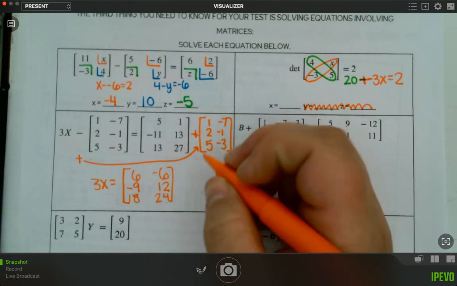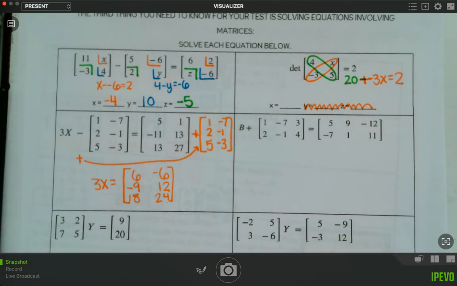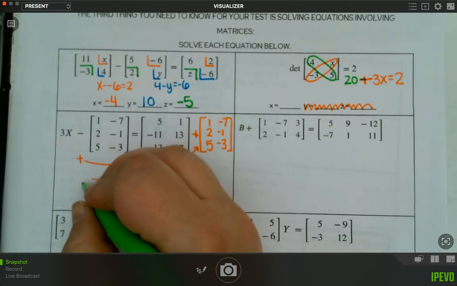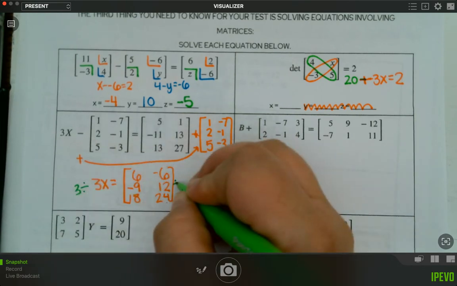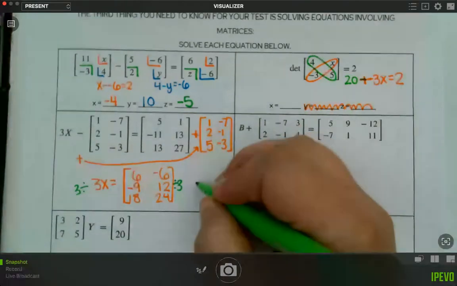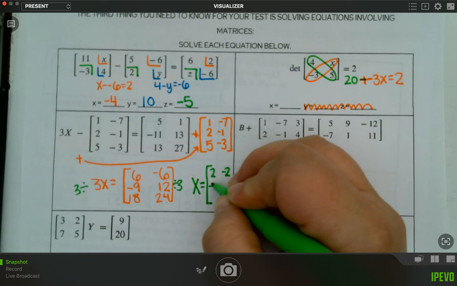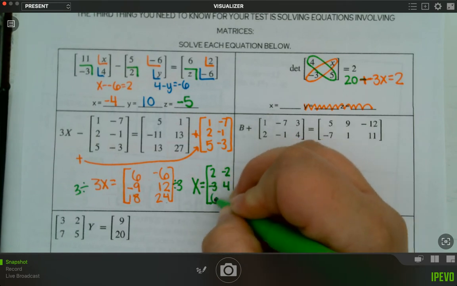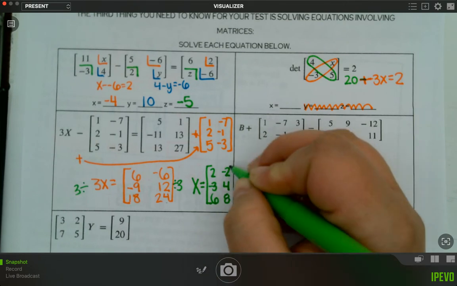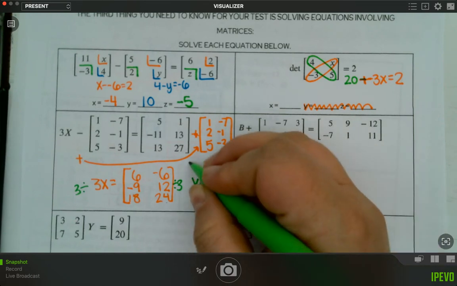And then guess what? You need to get rid of that 3 in front of x. So we're going to divide by 3 on everything. So x is a matrix, and it equals 2, negative 2, negative 3, 4, 6, 8. Because I literally just took all those numbers and divided them by 3.